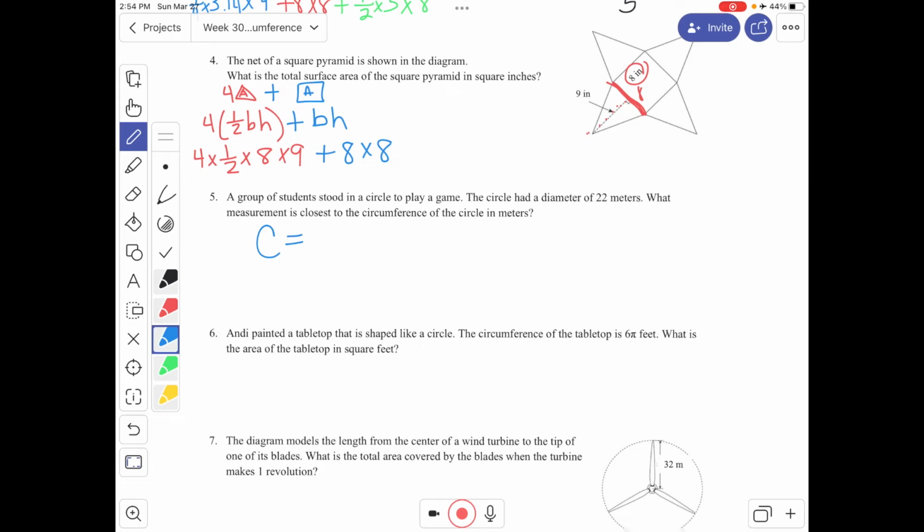The formula for circumference is either 2 times pi times radius or pi times diameter. Since they gave us the diameter, I'm going to use that formula. So it'll be pi, which is 3.14, times 22.